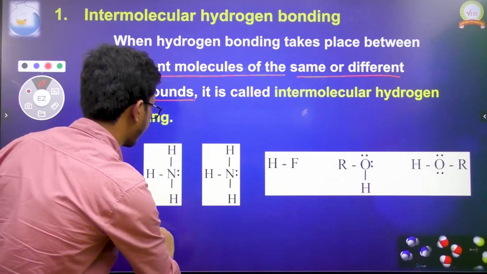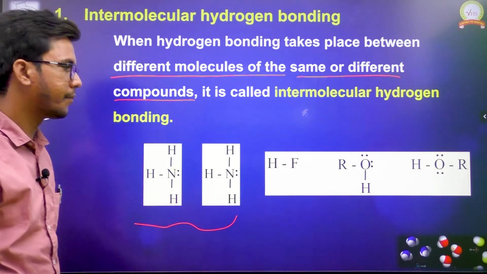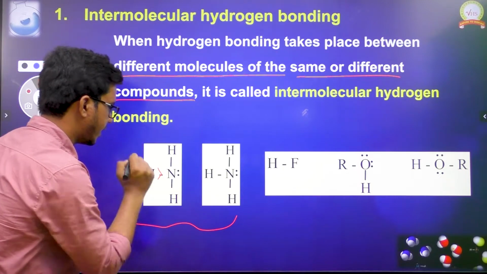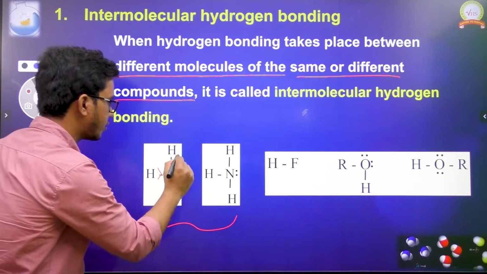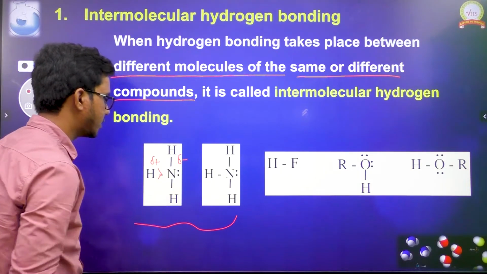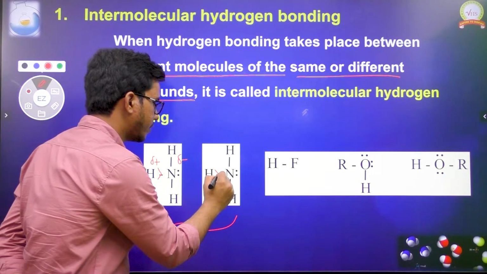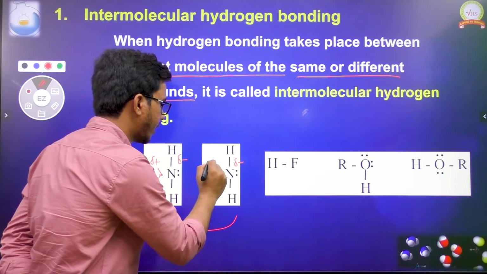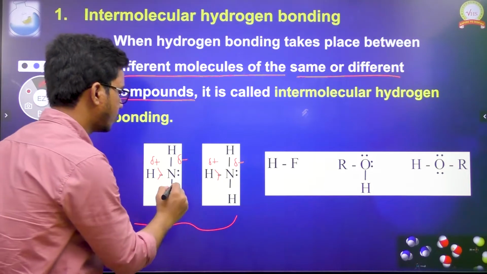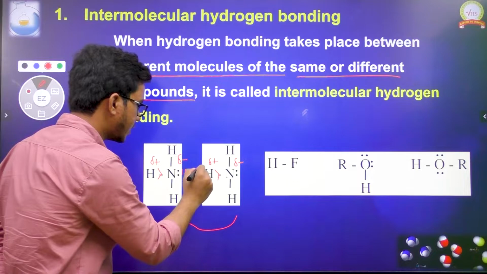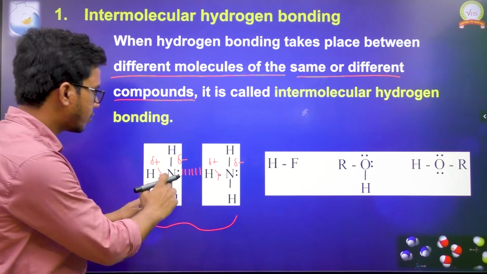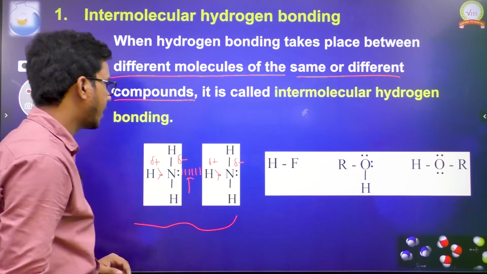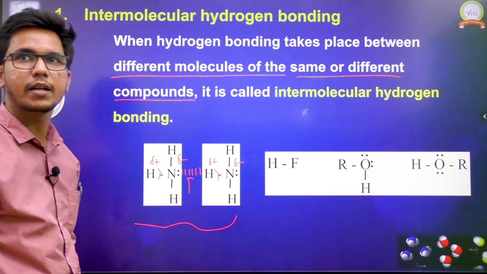For example, if you take ammonia, since hydrogen is less electronegative, electron sharing moves towards nitrogen. Nitrogen gets a partial negative and hydrogen gets a partial positive. Similarly, in the other molecule, nitrogen gets partial negative and hydrogen gets partial positive. Between these two, hydrogen bond formation takes place. Since the hydrogen bond formation is taking place between molecules, this is known as intermolecular hydrogen bonding.